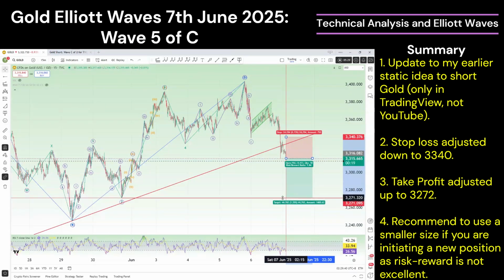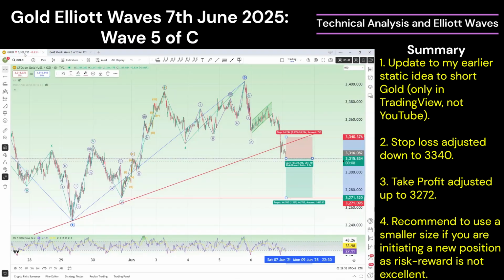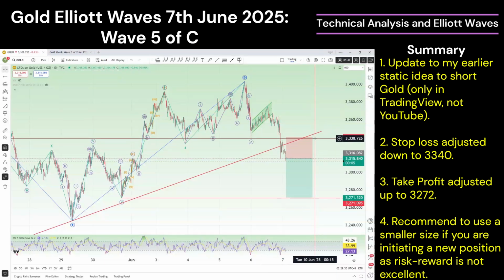And then we have this take profit. So you can see that as of this time, the risk reward is not as good as when I posted this. So if you are already in a position, I would suggest you probably shift your stop down to 3340. And if you are considering when to establish a new position, I would recommend putting in a small position, because the risk reward is not that great as of this moment. But the target is 3272.